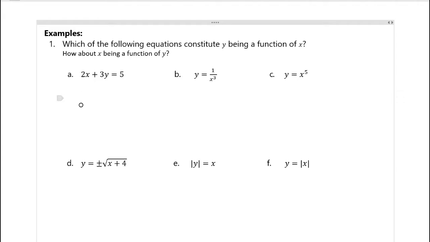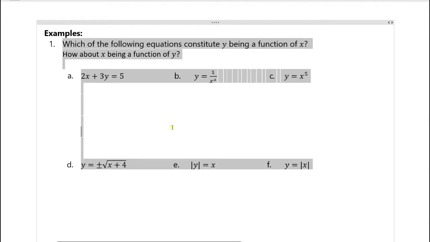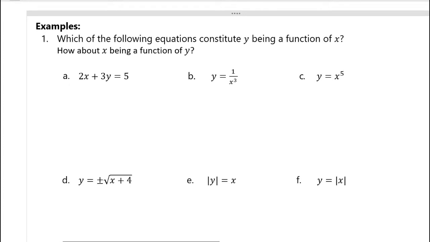So this first example, this is our only example with 6 different sub-examples inside of it. The instructions say which of the following equations constitute y being a function of x. And then we're going to check as well if x is a function of y. So the first equation we have is 2x plus 3y equals 5. One strategy we can have is to try rearranging things.